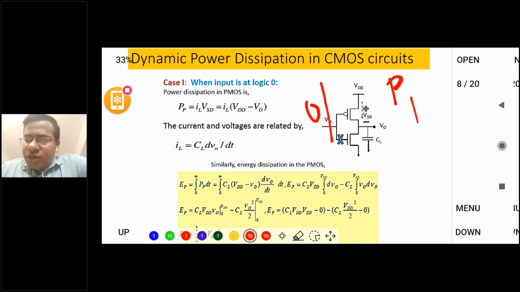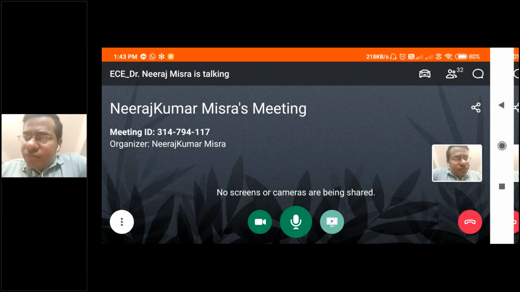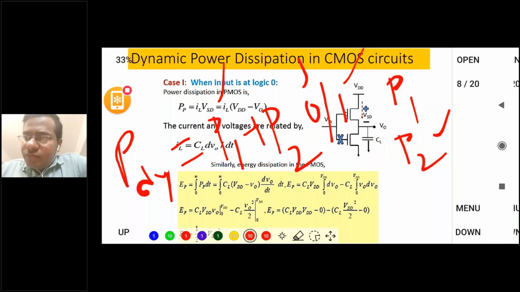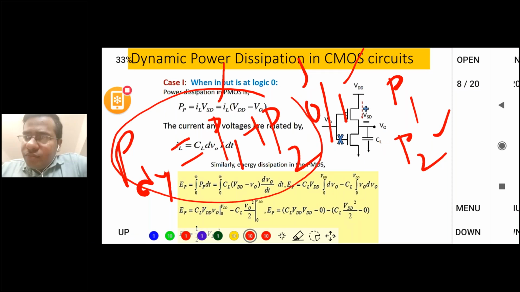Similarly, if I change the state to 1, then my power dissipation is P2. Now, how do we find the total dynamic power? It is P1 plus P2. P1 is the power dissipation when the input logic is 0, and if the input logic is 1, the power dissipation is P2. So the total power dissipation in the circuit is P1 plus P2.